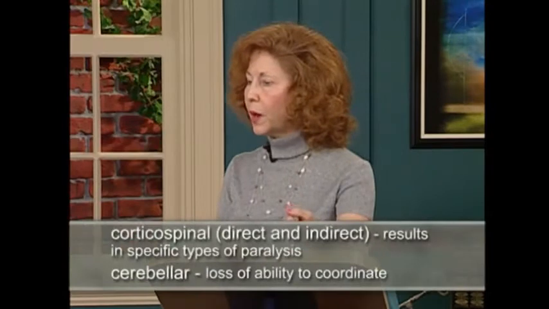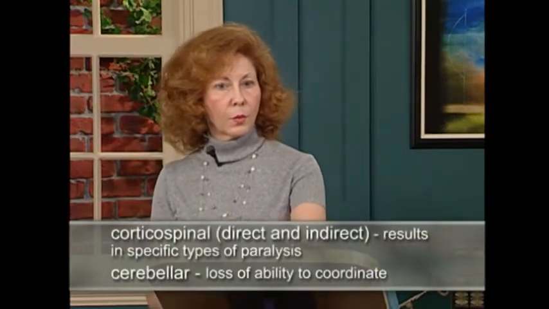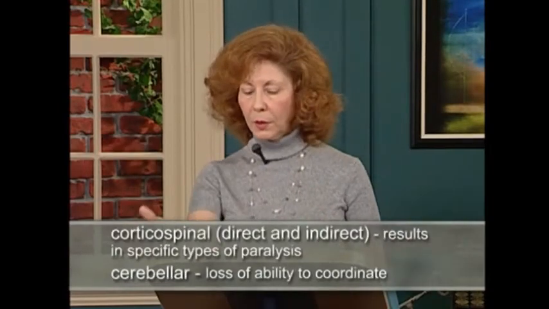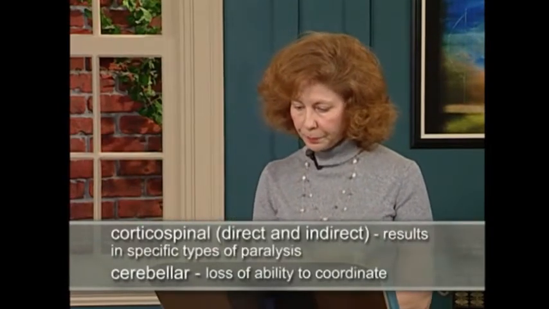People suffer horribly from this because most of the movements human beings make are very fine movements. And so the closer they get to the end of the movement, the more you see, particularly in the distal limbs, that the person is unable to coordinate. What's important to emphasize is that the person isn't paralyzed, they can move. So corticospinal, direct and indirect, results in specific types of paralysis. And then you have cerebellar, loss of ability to coordinate.